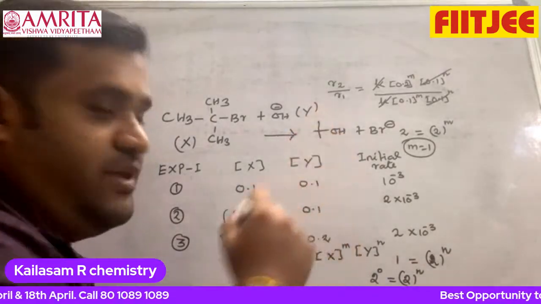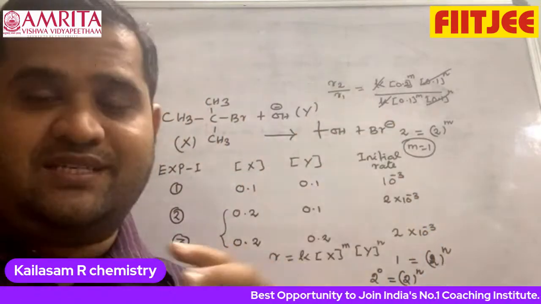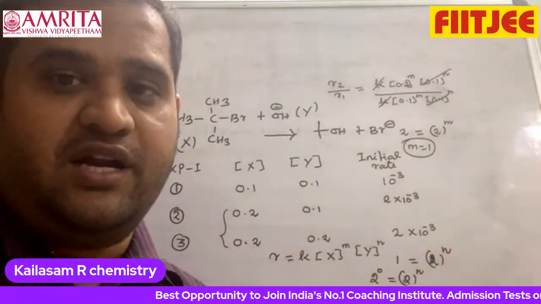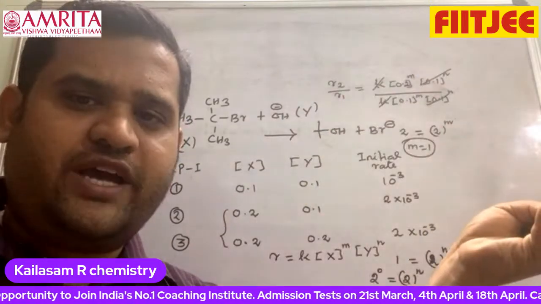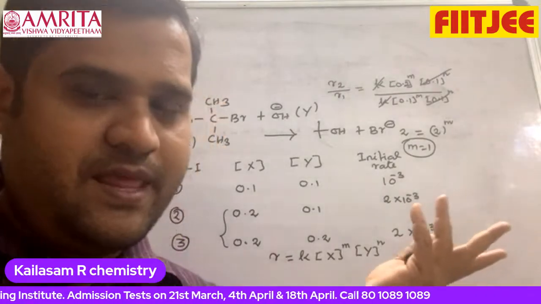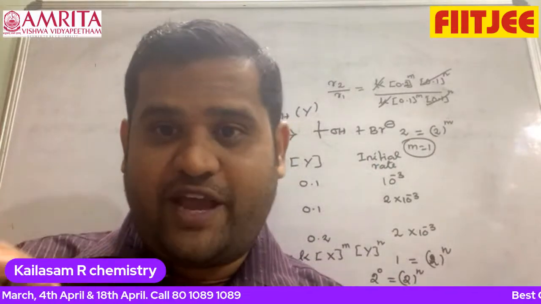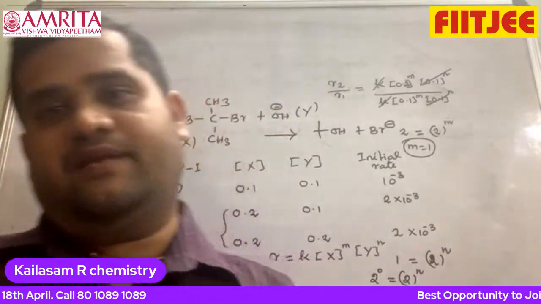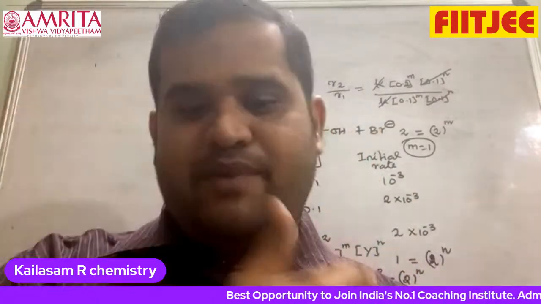The order of reaction is 0 for Y, which means the concentration of OH minus does not depend on the rate of reaction. Whatever the amount of OH minus I add, the rate of reaction does not change, it remains the same. This is how they find out the order of reaction. The order of reaction is experimentally computed.